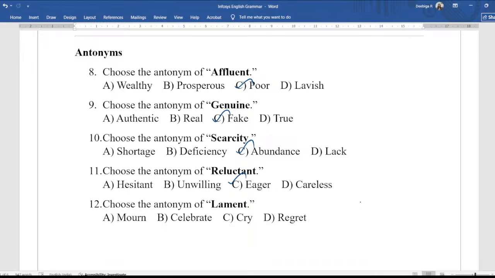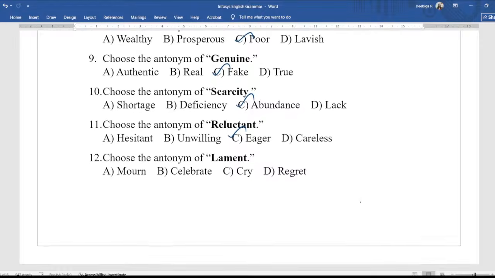I want you guys to choose the antonym of lament. Lament. So I just want you guys to choose the antonym of lament and put it in the chat below, and I'll tell you if it is right or wrong.